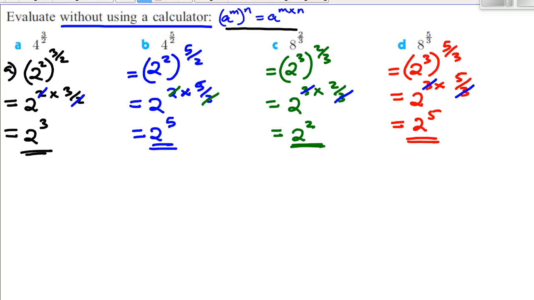So the first step, express 8 as a power of 2, multiply your exponents, cancel where necessary, and you end up with your answer. I'll move on to the next example.